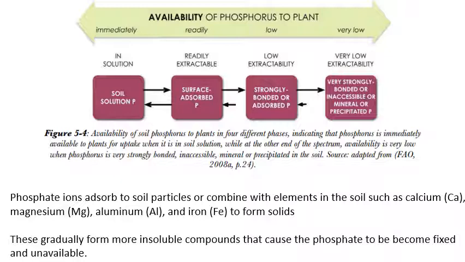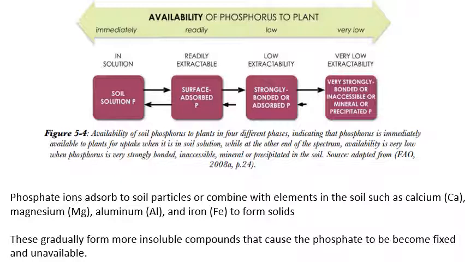Then there's also a lot of phosphorus that is strongly bonded or adsorbed. So that is quite hard for the plants to get hold of. And then some of the phosphorus has actually precipitated out in insoluble forms, and that is very hard for the plants to get hold of.